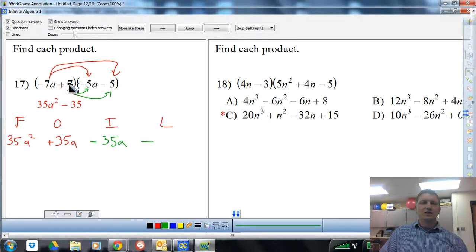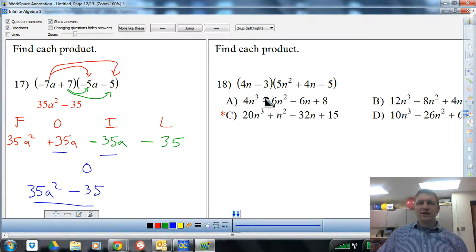So that's my last two terms. The last terms are this one and this one. And it's 7 times negative 5, minus 35. Okay, now I combine like terms. This one can go together with this one. What is 35a minus 35a? 0. So we say 35a squared, and then we say minus this piece over here. We can skip writing plus 0 down. And that's my final answer. You can kind of see that one up above. That's our answer.